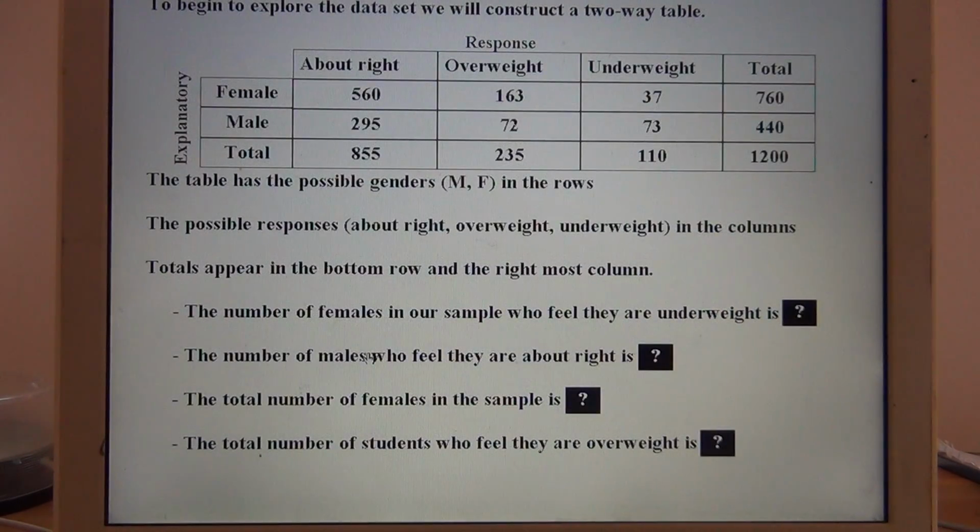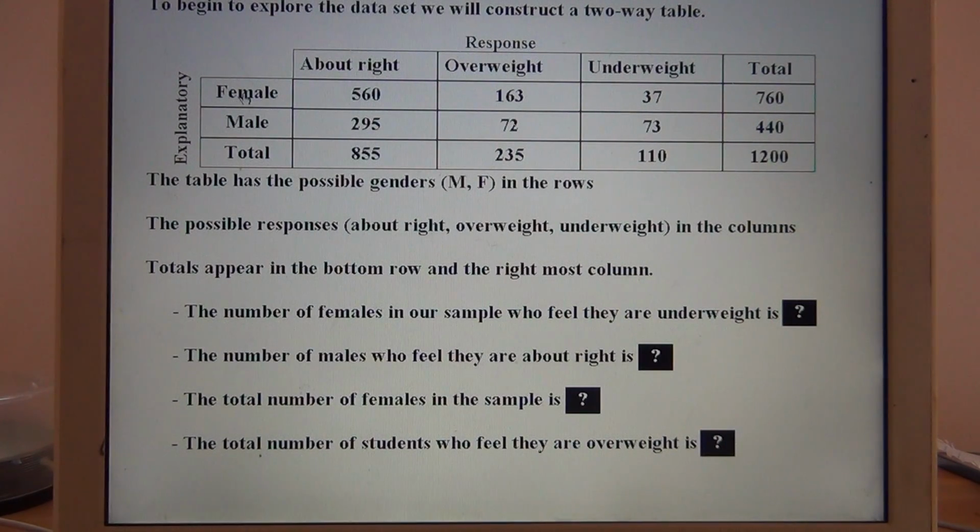Well, we can use what is called a two-way table to explore this data set. Now let's take a look at this table. Here, the explanatory variable on the left is gender, female or male, and that's categorical. And the response variable across the top here is perception of weight: about right, overweight, underweight, and total. We have a column that totals up the explanatory variable and a column that totals the response variable.